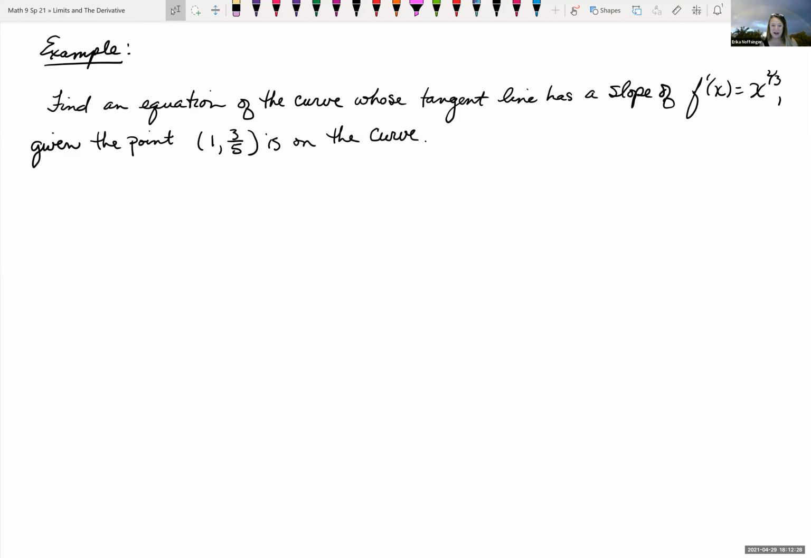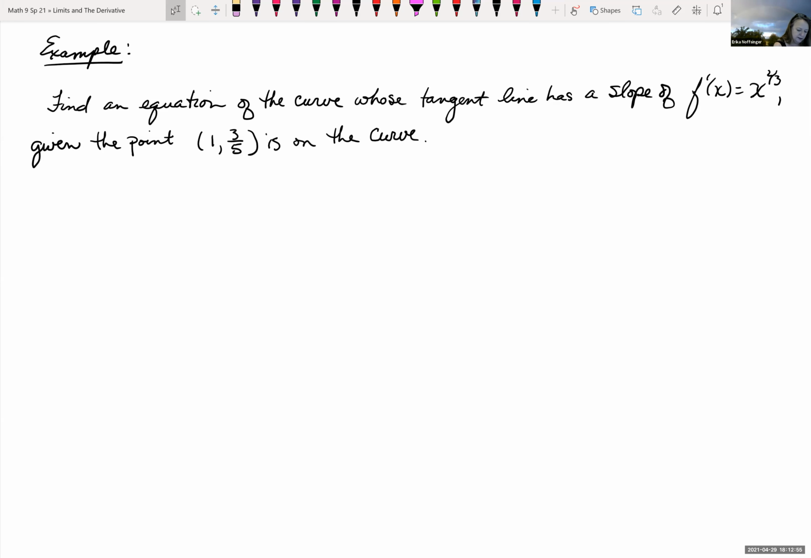We're just talking about antiderivatives and how to find antiderivatives. And now we're looking at a problem. These are usually called initial value problems. The following example says: find an equation of a curve whose tangent line has a slope f prime of x equals x to the 2/3, given the point (1, 3/5) is on that curve.